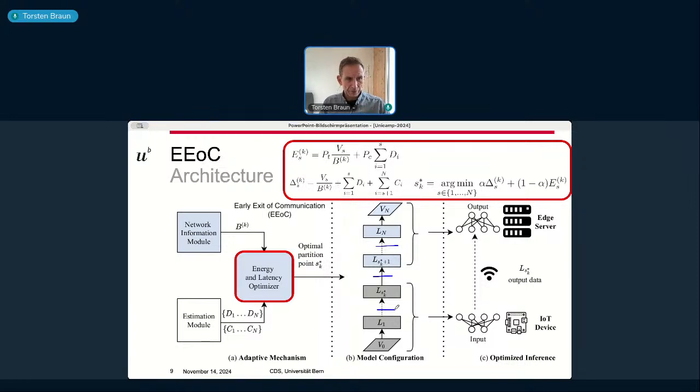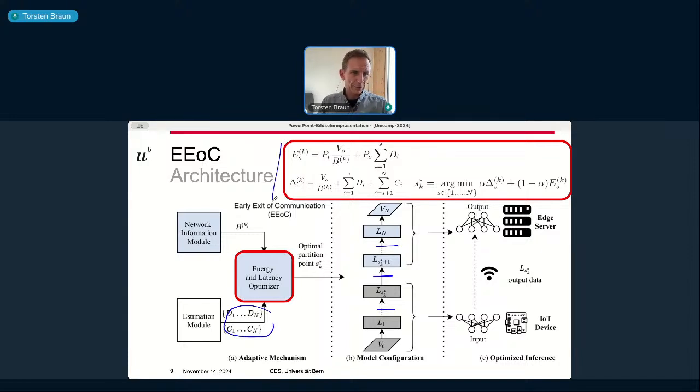So basically it depends very much on the network capacity, but overall we also have to consider the time it takes to process the various layers on the IoT device or on the server. So what we also have to know is how long it takes to process a layer on the IoT device and how long it takes to process a layer on the server side.